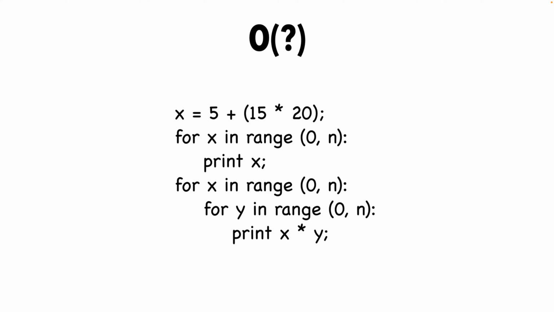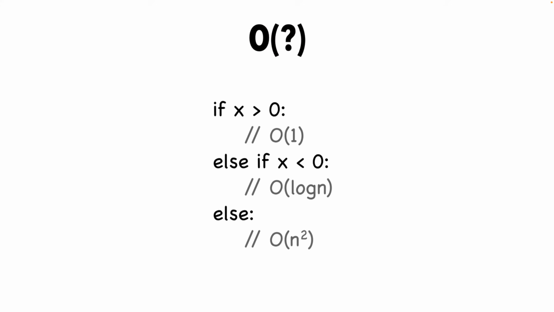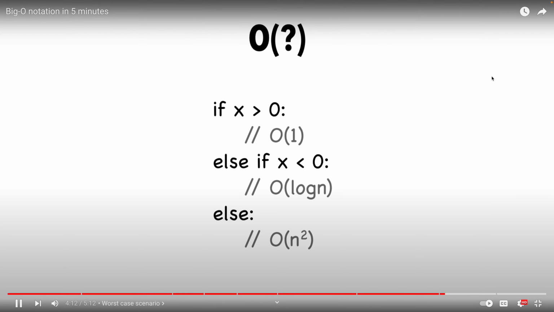Well, we know the runtime for each of these, so the total runtime is simply the max of the 3. The nested for loop dominates here, so we get big O of n squared. How about this if-else statement?